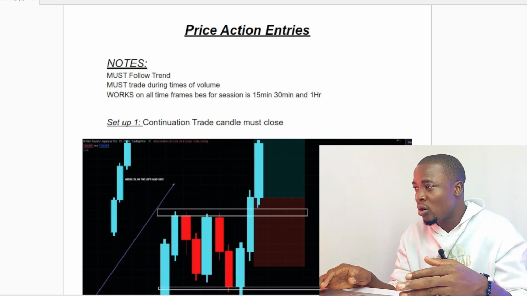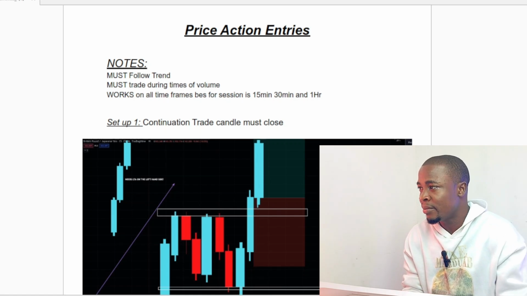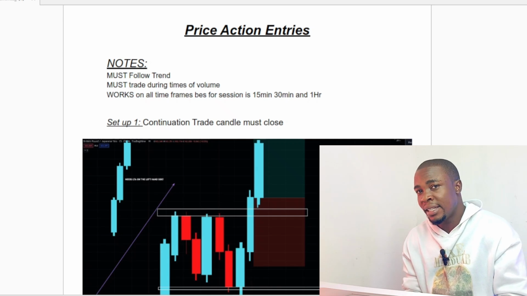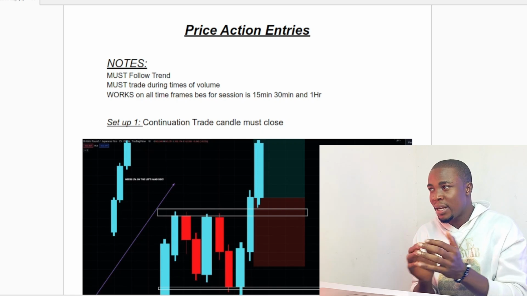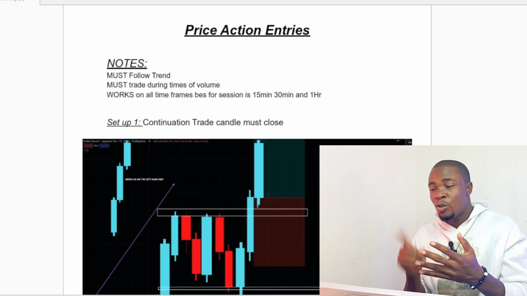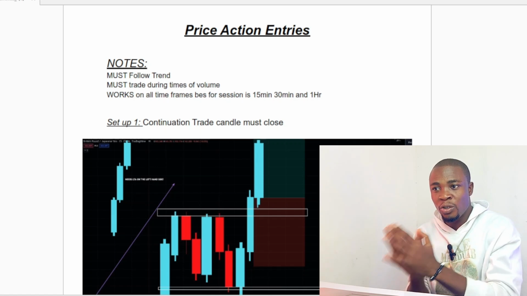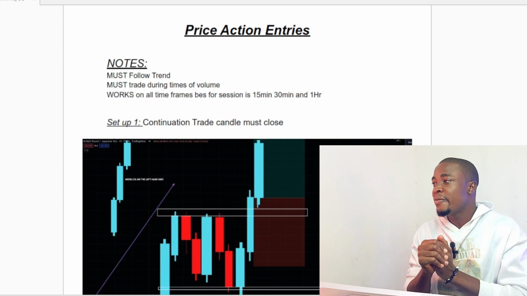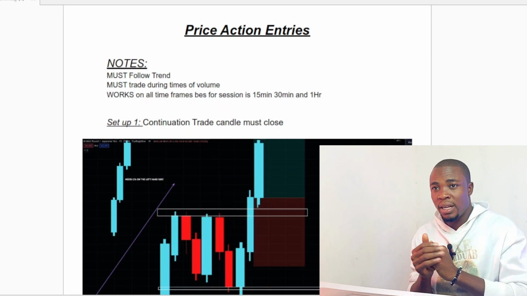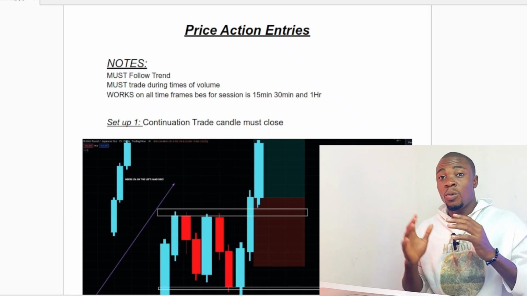This works best on the 15 minutes time frame and the 30 minutes time frame, so you check out these setups on those time frames. You need to really pay attention to this. Number one, it must be in line with the trend. Number two, you must trade during volume time, and you should use 15 minutes as the minimum. The minimum time frame you should go to is 15 minutes, and then you see how this works.